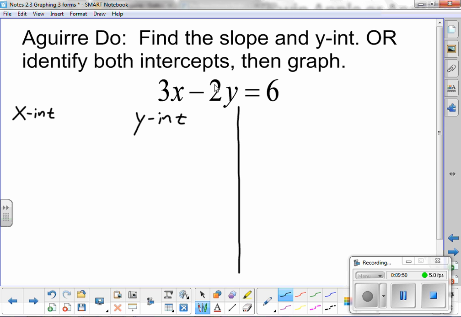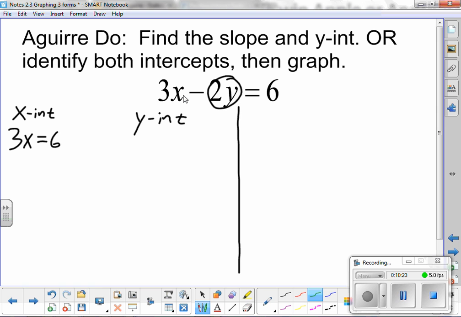If you plug in a 0 for y, this will say negative 2 times 0, which will make this entire thing a 0, which means that when you take a 3x and you subtract a 0, you just get the 3x back. So essentially, I don't want to say cancel, but I will anyways. You're canceling this out, and you'll get 3x equals 6. So for the x-intercept, just focus on the x part. You don't have to worry about the y part because you have to plug in a 0 there anyways. So your equation that will result is 3x equals 6.